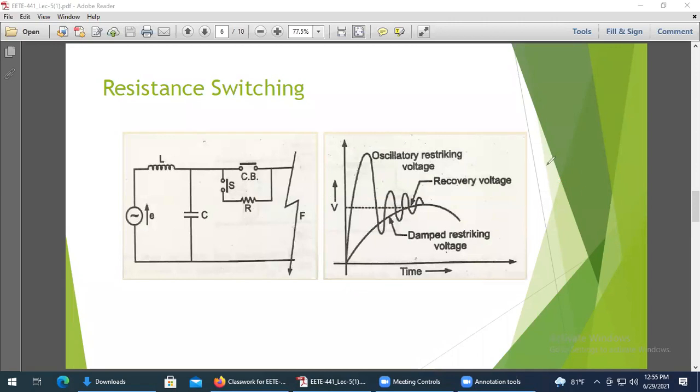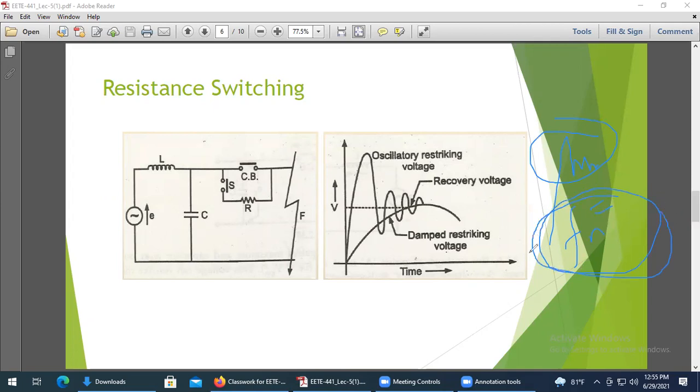One measure of preventing the oscillations of this high frequency component is to provide some damping. If you can provide some damping across this contact space of the circuit breaker, then due to this transition of the high frequency, the oscillation can be prevented, which actually indicates that the frequency of this TRV can be controlled.